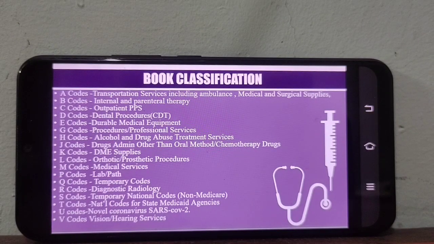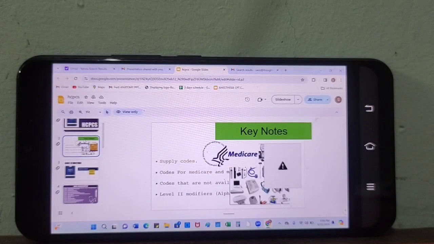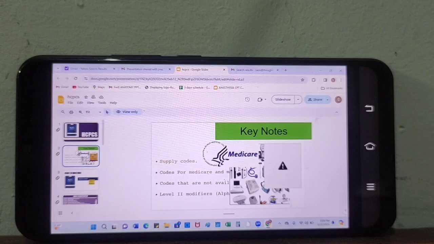Okay guys, it didn't download properly, so I will just show without a slideshow. HCPCS means Healthcare Common Procedural Coding System. What is the usage of HCPCS? By using CPT codes, we report the code for the service of the provider. For surgery, anesthesia, or medicine, we have to apply the code from the appropriate chapter of CPT to report the service of the provider.